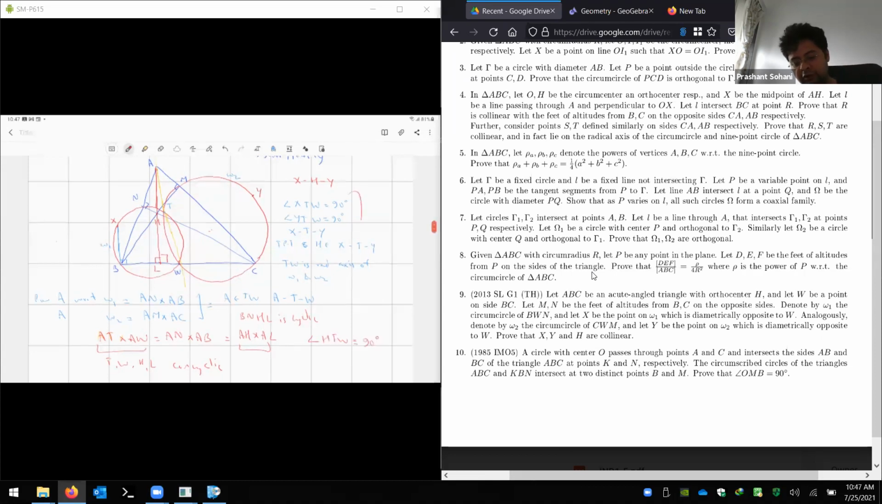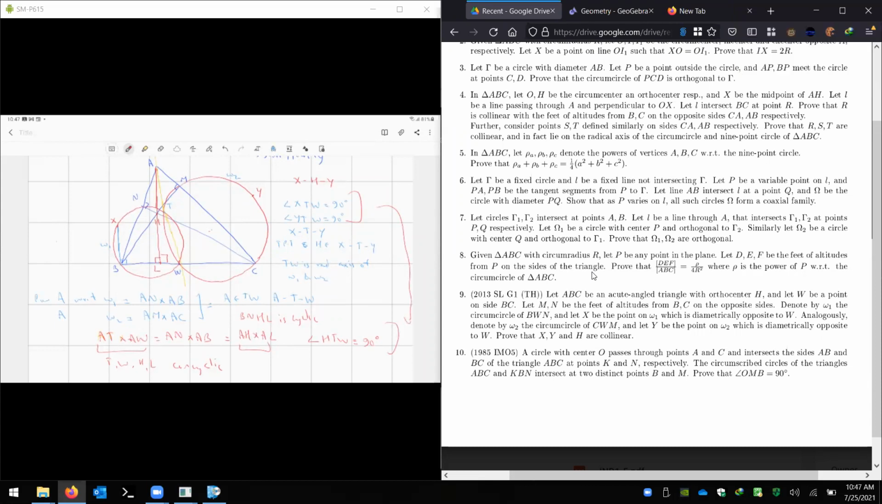Then if this is true and this is also true, then you see with all of this together, basically X, Y, and H, they are all subtending a 90-degree angle at point T. Therefore, H also has to lie on the line XY.